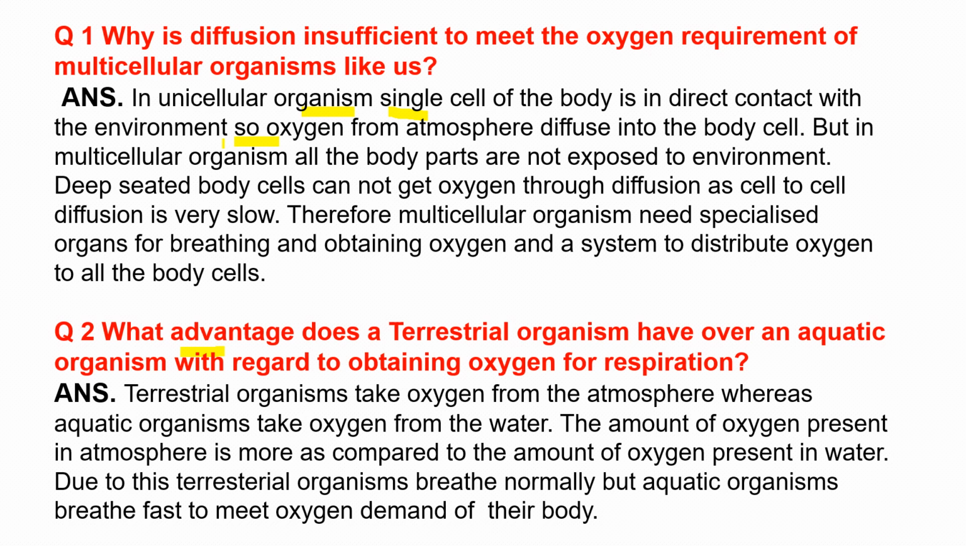Therefore, aquatic organisms have to breathe fast to fulfill their oxygen demand. Whereas in our case, because a sufficient amount of oxygen is available in the environment, we breathe normally. So what is the advantage a terrestrial organism has? That they respire oxygen from the atmosphere, and in the atmosphere an ample amount of oxygen is there, thus they breathe normally as compared to aquatic organisms which breathe very fast to compensate for the oxygen demand of the body.